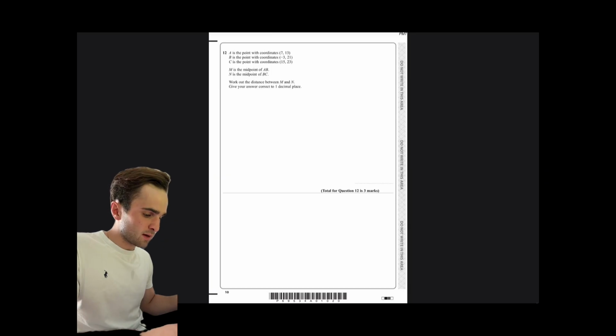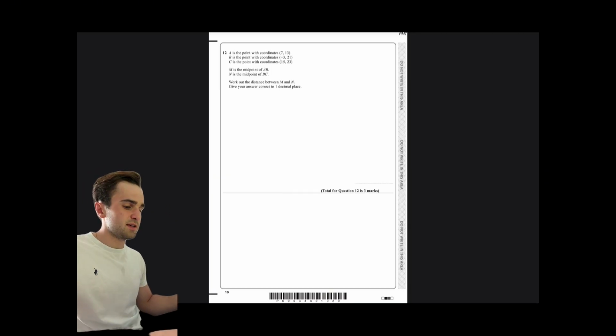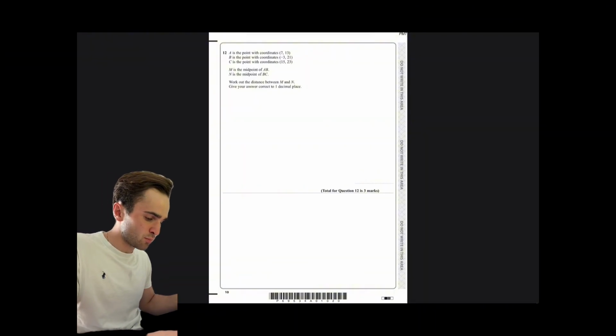Question 12. A is the point with coordinates 7, 13. B is the point with the coordinates -3, 21. C is the point with the coordinates 15, 23. M is the midpoint of AB. N is the midpoint of BC. Work out the distance MN.